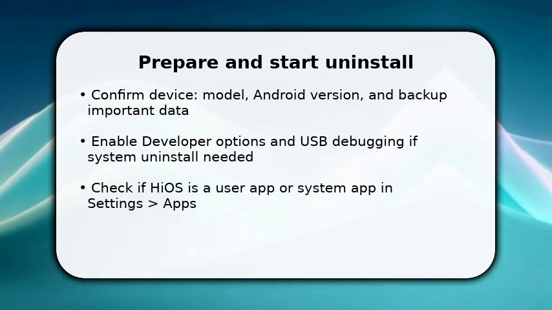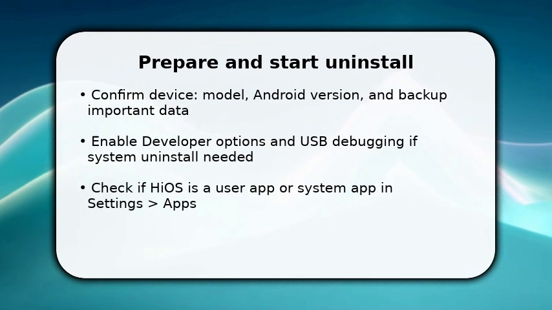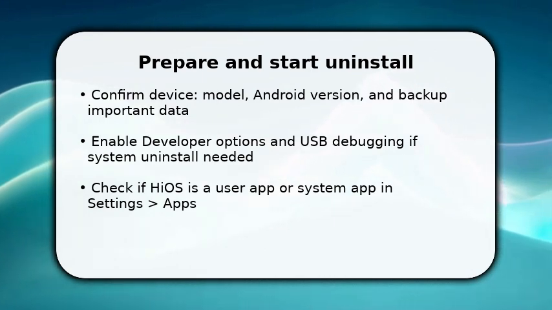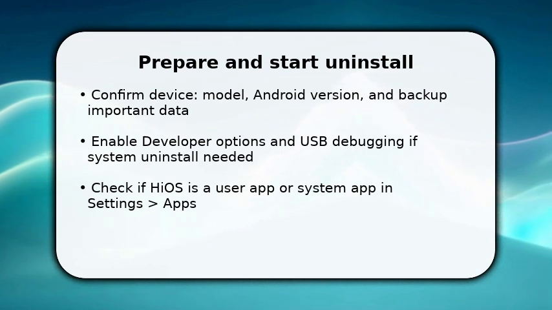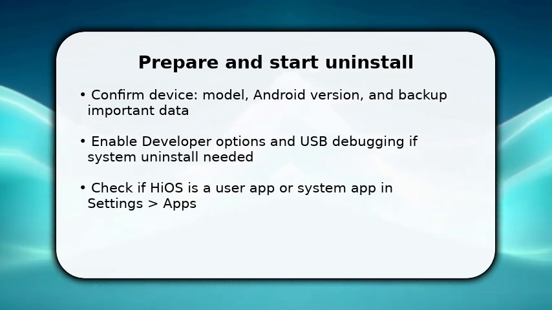Immediately open Settings, Apps and find HiOS to see whether it's a user app or system app. That determines the next steps. You'll act accordingly: uninstall if removable, or prepare for ADB or safe mode removal if not. You attempt the simple path first.